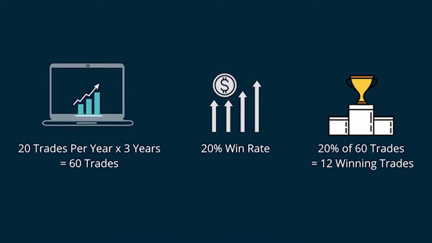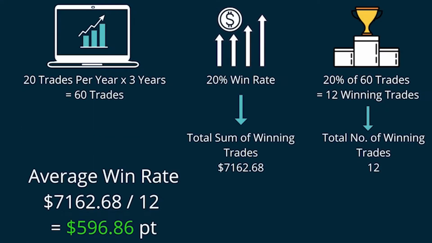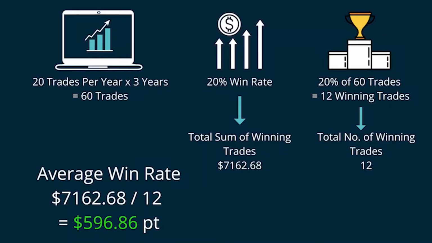So if we were to put these figures into the formula, then it would be the sum of all the winning trades divided by the number of winning trades. Now, the total sum of Tom's winning trades is $7,162.68. And this total is the 30% annual return compounded over a 3-year period on an initial investment of $5,000. Now, we take that figure and we divide it by 12, which is the total number of winning trades over a 3-year period, giving Tom an average win rate of $596.89 per trade.